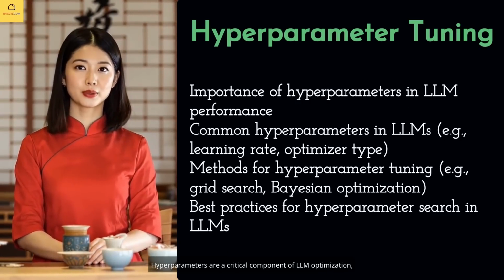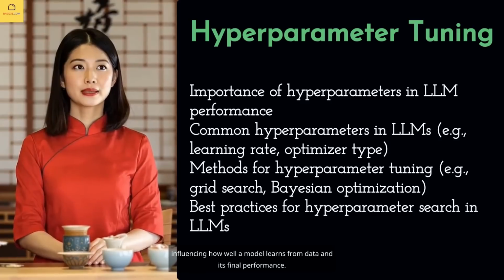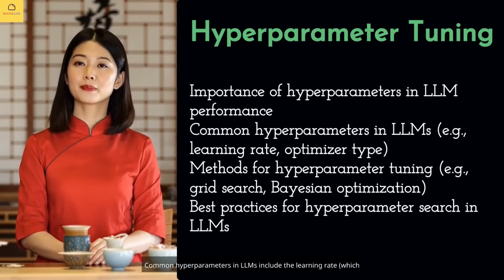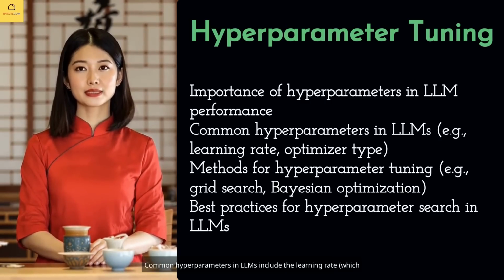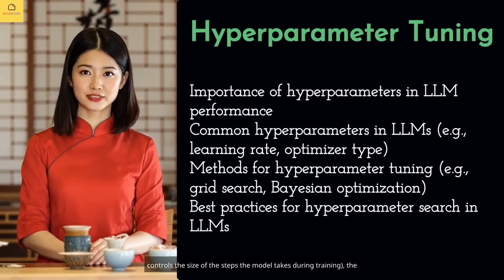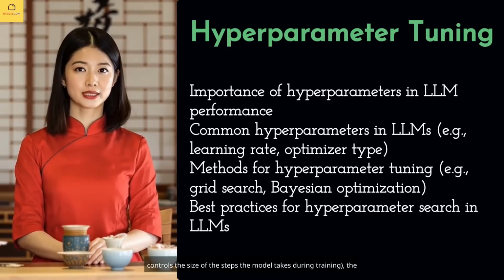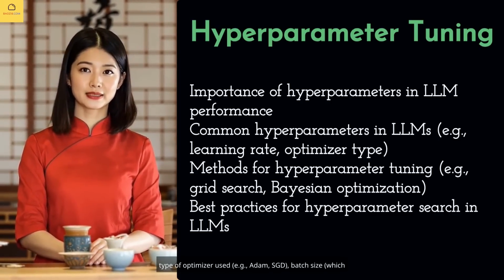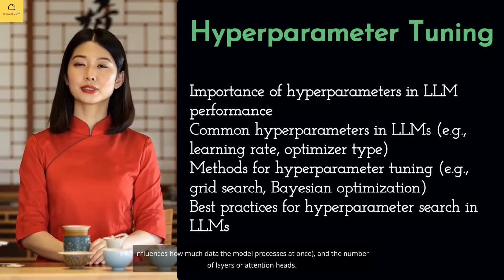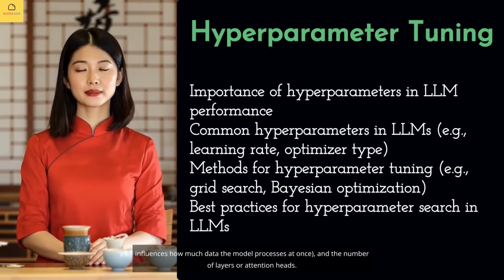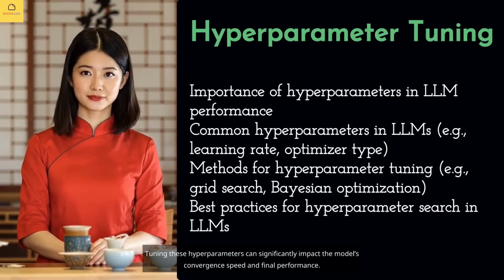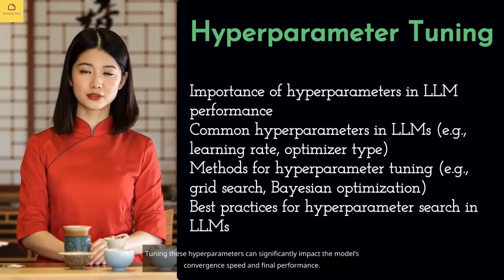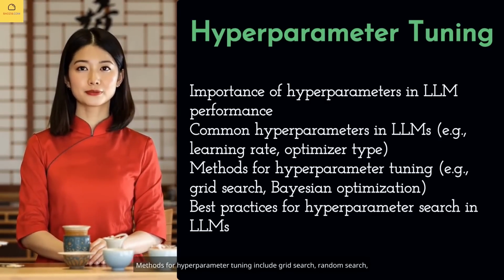Hyperparameters are a critical component of LLM optimization, influencing how well a model learns from data and its final performance. Common hyperparameters in LLMs include the learning rate, which controls the size of the steps the model takes during training, the type of optimizer used, e.g., Adam, SGD, batch size, which influences how much data the model processes at once, and the number of layers or attention heads. Tuning these hyperparameters can significantly impact the model's convergence speed and final performance.